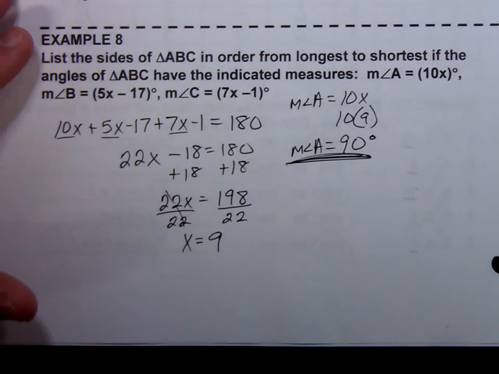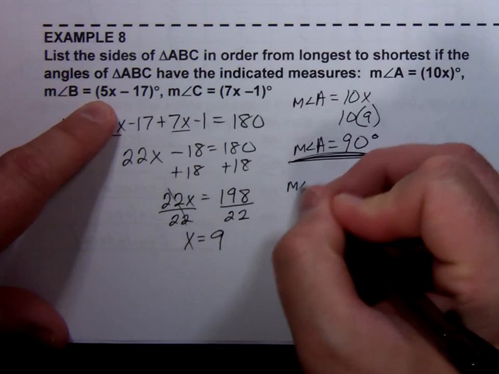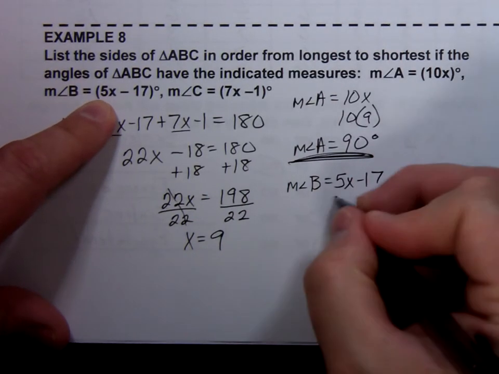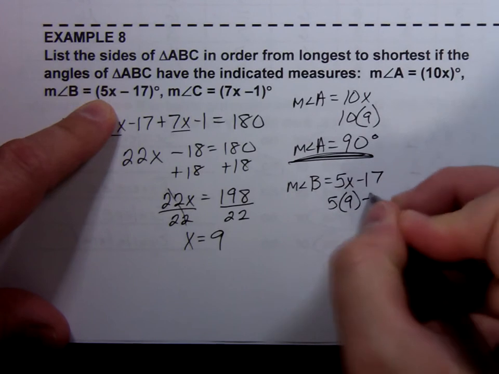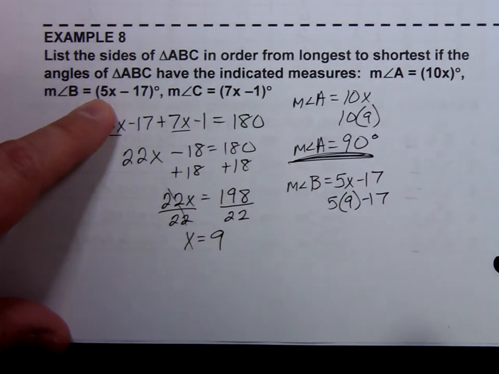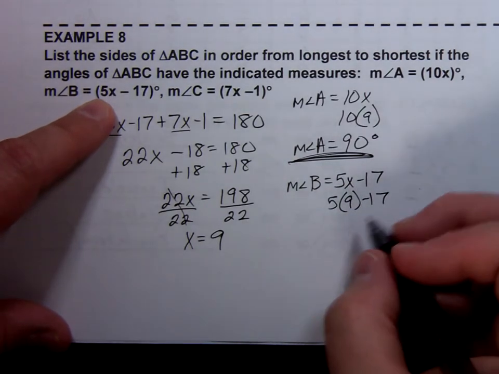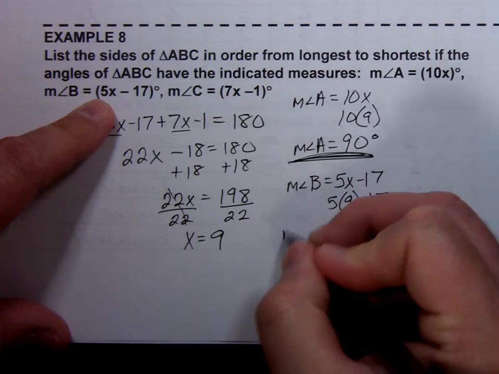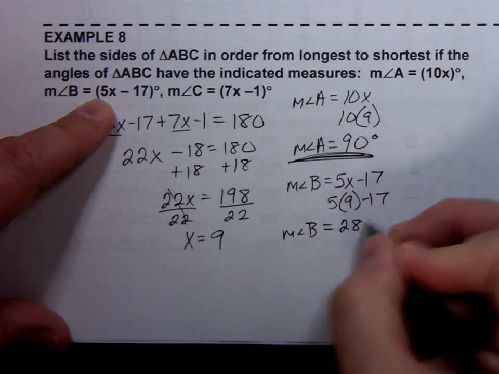Okay, measure of angle B is 5x minus 17. Since I know x is 9, I'm substituting the 9 in place of x. 5 times 9 is 45. 45 minus 17 is 28. So the measure of angle B, 28 degrees.